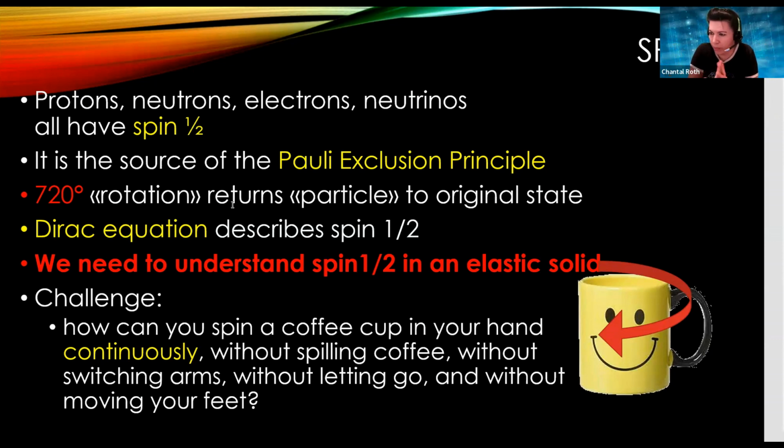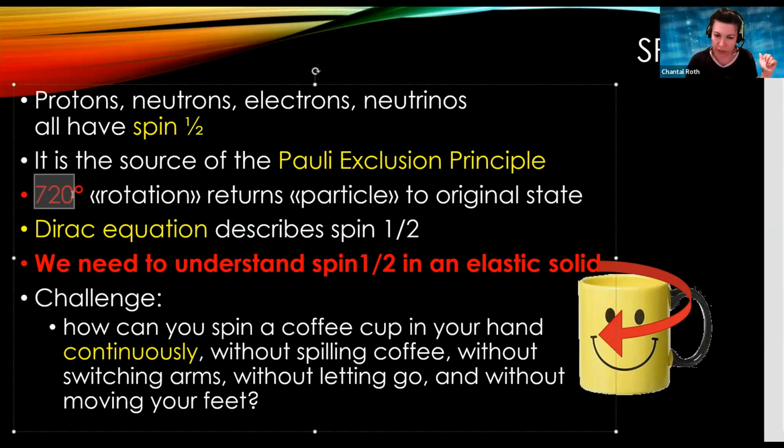So I think it's kind of important to understand it. At least for me, I just want to know what it looks like. I just always wanted to know how it works. It is the source of the Pauli Exclusion Principle. Now the strange thing is that it requires a 720-degree rotation to return to the original state.